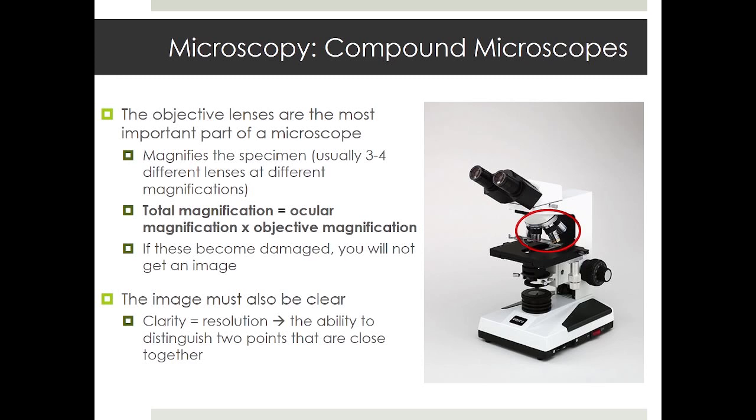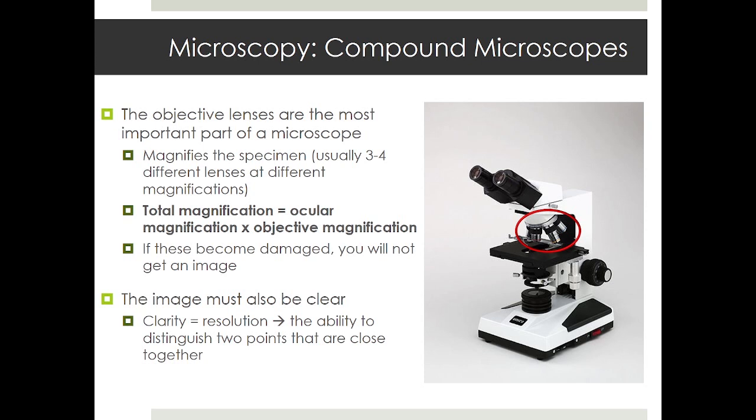Total magnification of a specimen is a very simple calculation. It is your ocular magnification times your objective. So in this case, our oculars are always 10 times, and each of our objective lenses are 4, 10, 40, or 100. So really, you're just adding a 0 to your objective lens value, and that's how much in total you're magnifying a specimen at each respective magnification. If these lenses become scratched or broken in some way, you will not be able to see your specimen.